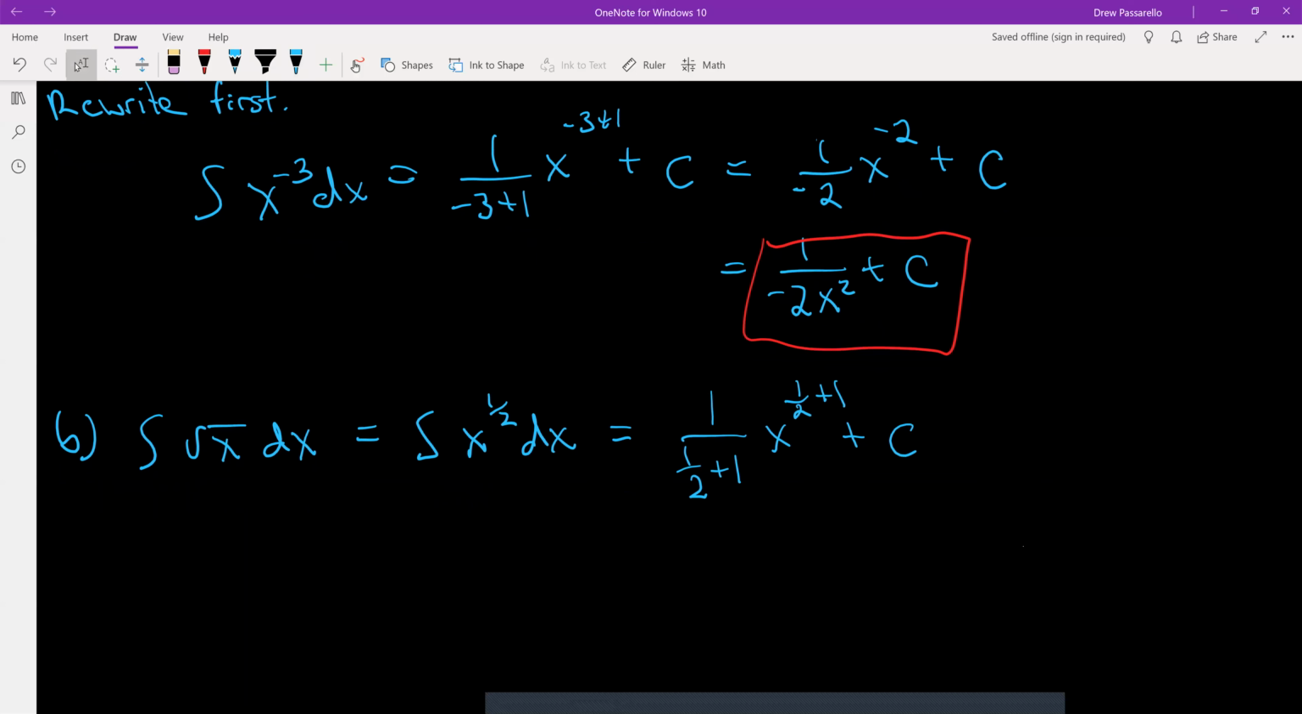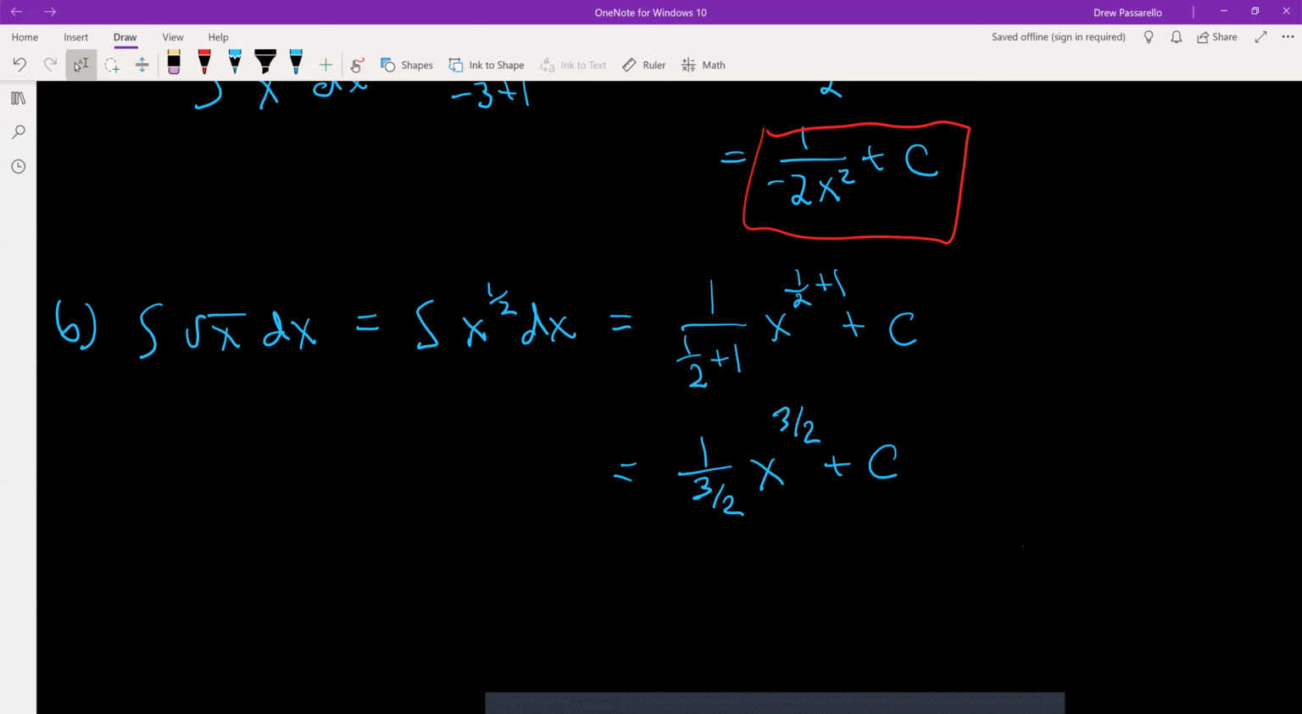And 1/2 plus 1, that's 3 halves, and then x to the 3 halves plus c. But I'm doing 1 divided by 3 halves. That's the same thing as the reciprocal of 3 halves, which is 2/3. So it's 2/3 x to the 3 halves and then plus c.